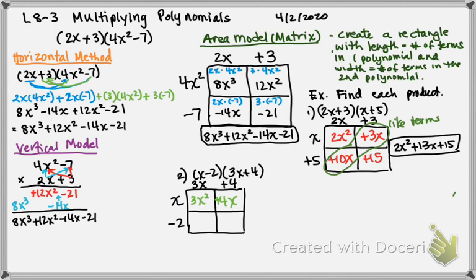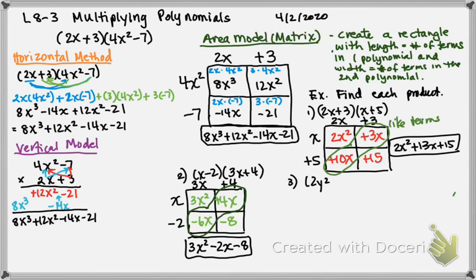Bottom left, 3x times negative 2 is negative 6x. And then bottom right, 4 times negative 2 is negative 8. So we look on that diagonal, and we do have like terms, so I'm going to write my answer out at the bottom. Standard form, 3x squared, let's say I get a negative 2x minus 8. All right, last one. We're going to go big.